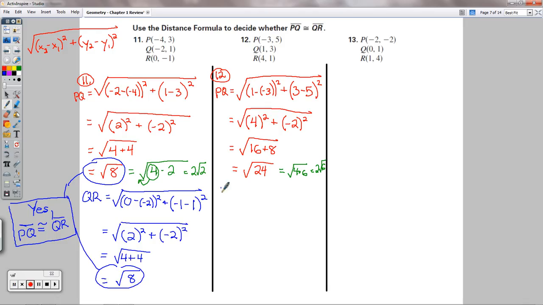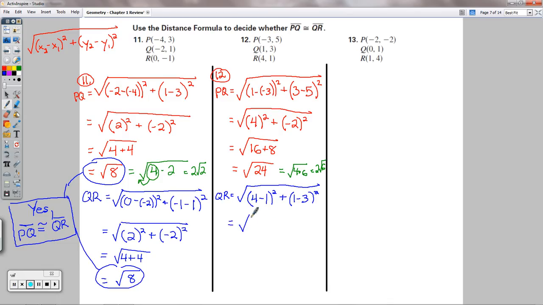Let's go blue again for QR. QR is going to equal the square root of the difference in x values squared plus the difference in y values squared. Might need to take a little voice break here. My voice is starting to go. But I've got the difference in the x's squared, 4 minus 1 squared, and then the difference in the y's squared. As long as I start with the same one I started here, I'm okay. So I've got 1 minus 3 squared.